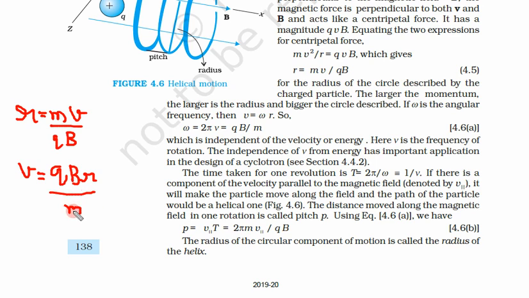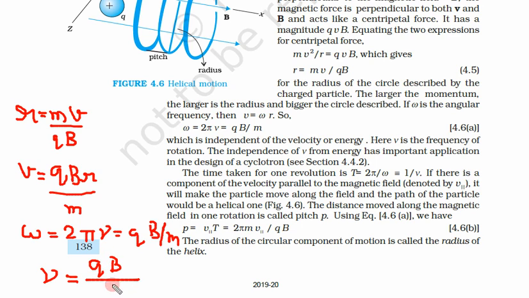And the third thing is that here you can see omega is equal to 2 pi nu. So 2 pi nu is equal to qB by m. So omega is equal to 2 pi nu is equal to qB by m. This we have seen. From this we can have nu equal to qB by 2 pi m. So this we have already solved.